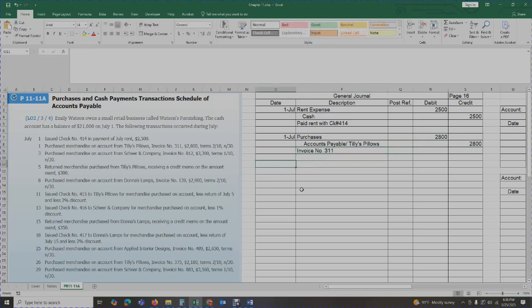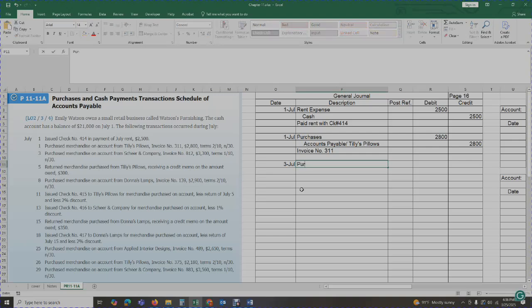On July the 3rd, we purchased more merchandise on account, but this time from Shear and Company. Invoice number 812, $3,300, terms 1/10, net 30. Same thing, we purchased merchandise on account. There's a discount being offered if we pay within 10 days. That information comes into play when we actually pay what is due. Right now, all we're recording is the purchase of the merchandise.